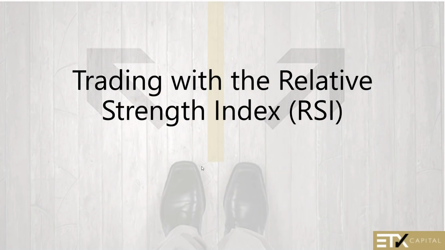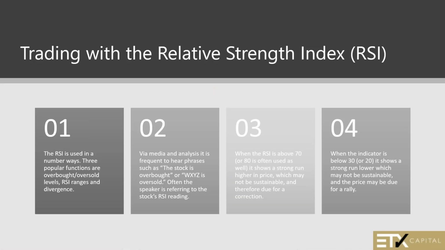So let's talk about how we would use this indicator with our trading. Now, RSI is used in a number of ways. Three popular functions are overbought and oversold, RSI ranges, and divergence. Now, all the time in media and analysis, we'll hear this stock is overbought or this asset is oversold. This is usually because the speaker's talking about the RSI reading.